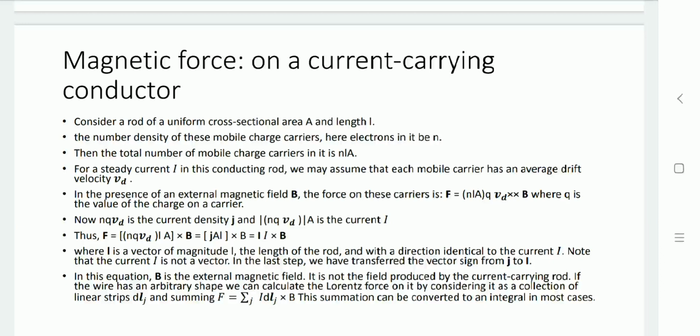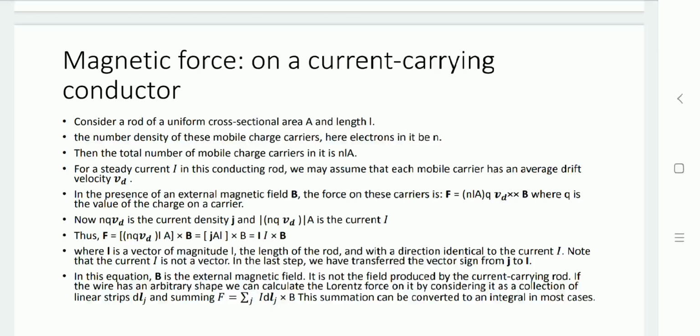Now B is the external magnetic field. It is not produced by the current. Basically, if a current exists, a magnetic field can be generated, that we have studied in an earlier topic. But here we are providing the magnetic field externally. So what we are assuming right now is that the magnetic field is not produced due to the current, but we are giving a magnetic field externally.